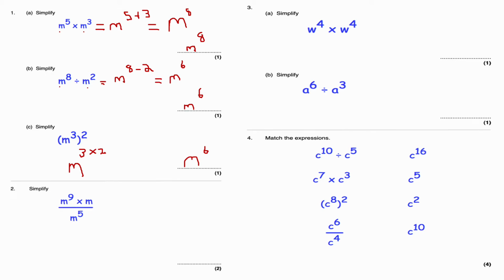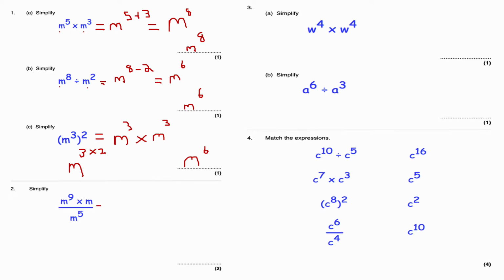Because I've got m cubed times m cubed. If you square something, it's the same as multiplying it by itself. Same as saying m cubed times m cubed. And then it becomes exactly like a question in part A, where I can just add the powers. 3 plus 3 gives me 6. But this rule does obviously confirm my answer.